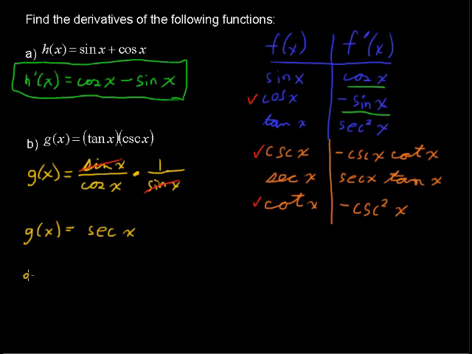Now on to the derivative. I'm going to change colors. Let's go to an orange. No, we've used orange. Let's go to pink. All right, g prime of x, the derivative of that. Well, the derivative of secant of x is secant x tangent x. So we'll just write that out. Secant x tangent x.